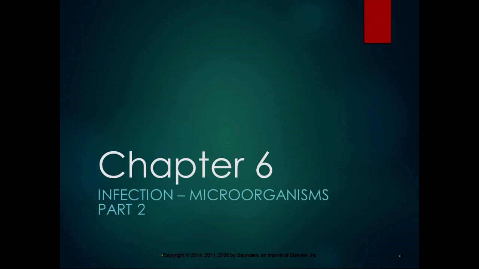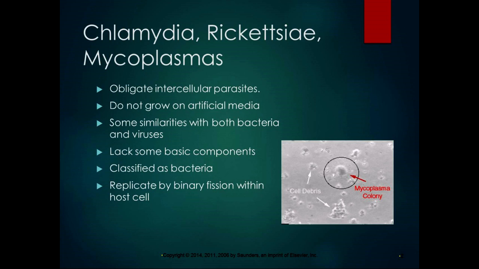In the last section, we talked about bacteria and viruses, which are sort of our regular, well-known microorganisms. We're going to talk about other microorganisms in this section. There are these guys, Chlamydia, Rickettsiae, and Mycoplasmas, and they have some similarities to both bacteria and viruses. Like bacteria, they replicate by binary fission, but they lack some basic component.